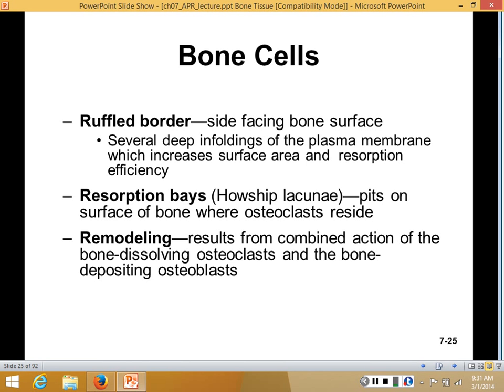Okay? On page 210 of your textbook, you may want to highlight that last sentence under osteoclast. Bone remodeling results from combined action of these bone dissolving osteoclasts and bone depositing osteoblasts. Okay? Once again, bone remodeling occurs throughout life. It's just a regular part of maintenance of bone.